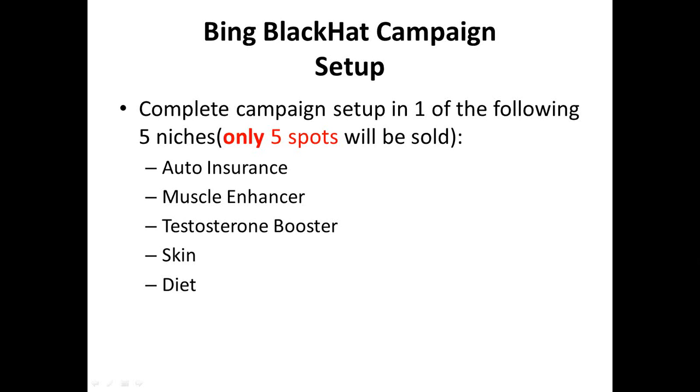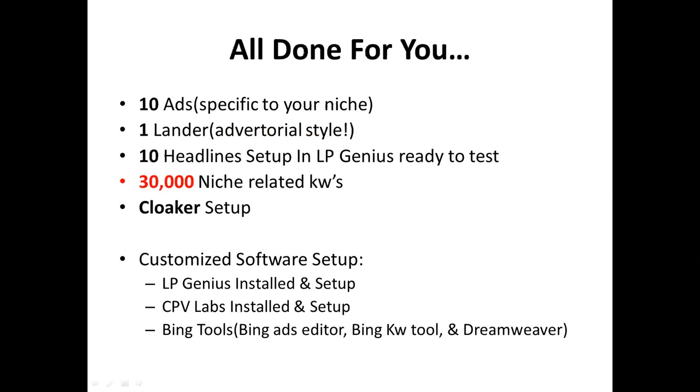So we're going to offer it first come, first serve. If you have interest in any of these five niches, let us know, and we're going to go in and set everything up for you, so you don't have to worry about it. We're going to get you 10 ads specific to that niche. You're going to get one advertorial style lander, which, as we told you, is what we use at all times because advertorials convert the best. Then we're also going to have 10 headlines set up in Landing Page Genius for that advertorial, ready to test for you. And we're also going to get you 30,000 niche-related keywords, and your cloaker setup. Now, you're going to need to have access to a cloaker.